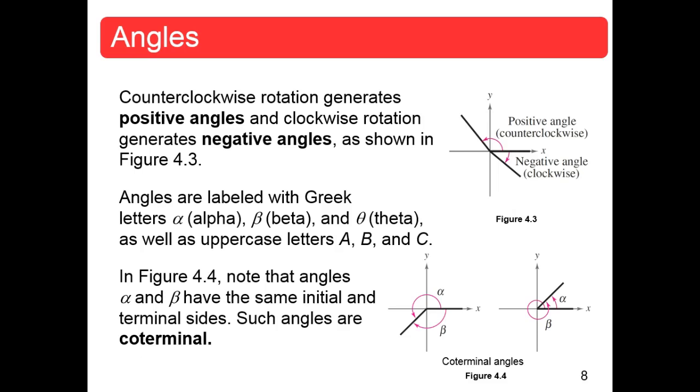Positive angles are counterclockwise. Negative angles are clockwise. So the positive here sounds like it should be positive, but counter sounds like it's negative. Negative here is negative, but that's clockwise. Okay. So just keep that in mind. You're probably aware of that anyway. Let's just see if you've ever run into this before.